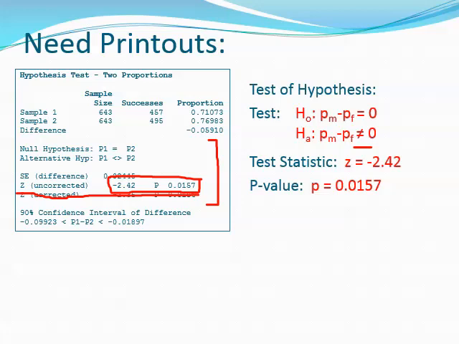Now be able to write your conclusion. In this particular problem, I used an alpha of 0.02. What conclusion would you make? If I said use an alpha of 0.02, is P low? Looks low. 0.0157, sure, that looks low. Is P low? Yeah, it is. We're going to reject. Now, what are the words?